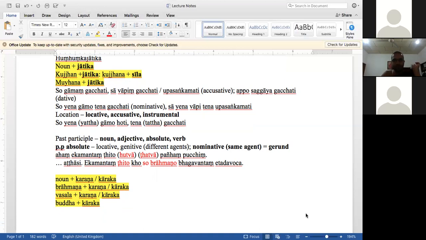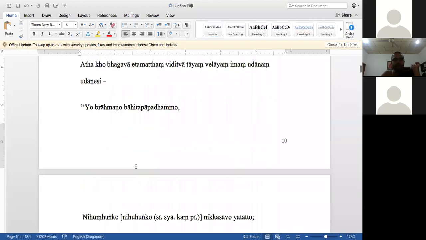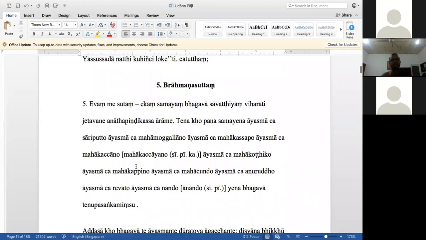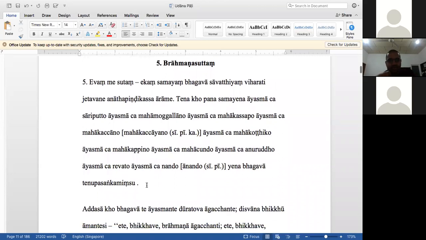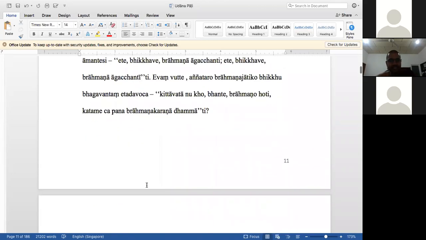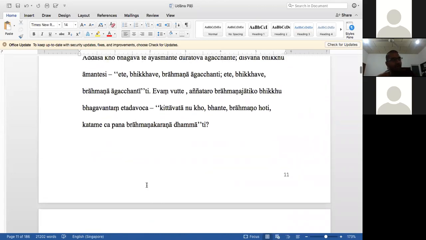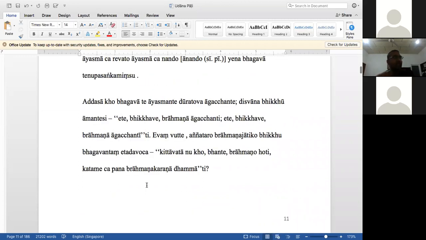I think everyone got the handout. We have a new sutta called Brahmana Sutta. This sutta explains about Buddha calling some of his great disciples Brahmins. It's a very short sutta. The real essence is found in the Gatha. Actually, in the Udāna Pāļi, the real Dhamma is found in the Gatha.